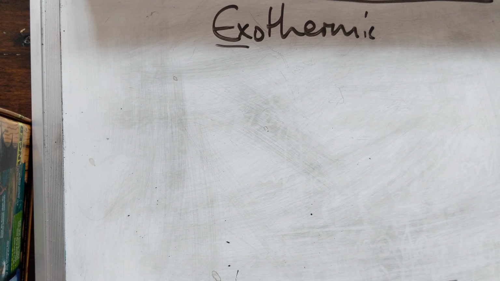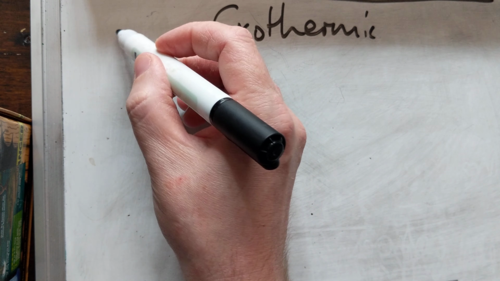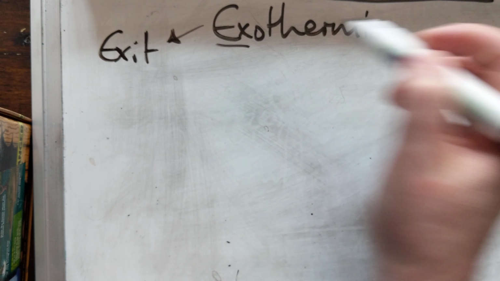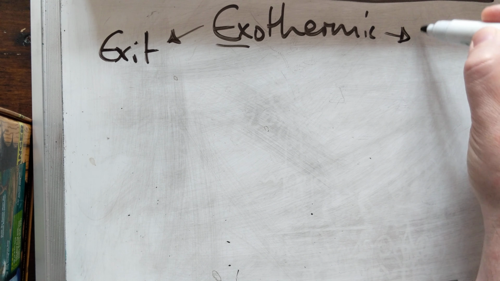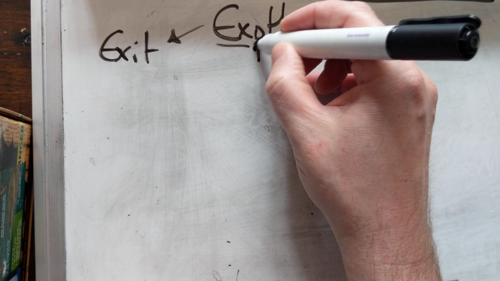Right, hi guys. Today we're going to talk about exothermic reactions. We're going to look at them in a bit more detail. So you should recognise the term exothermic from last time. And just a quick reminder that exo means exit and thermic means heat. So that means this is a reaction that releases heat to the environment.